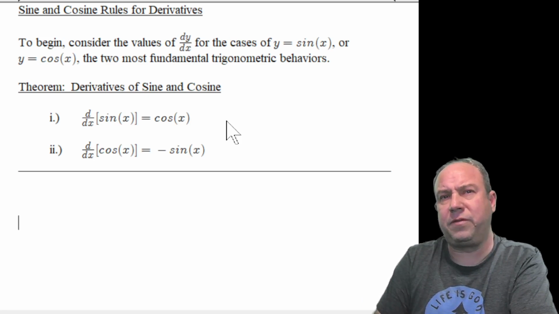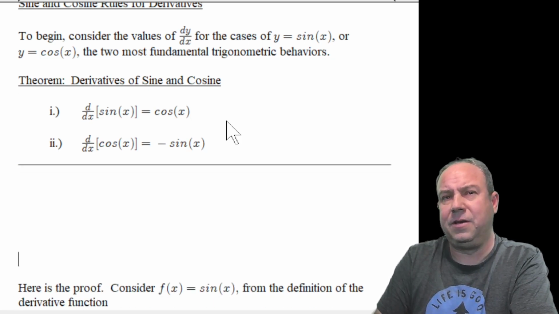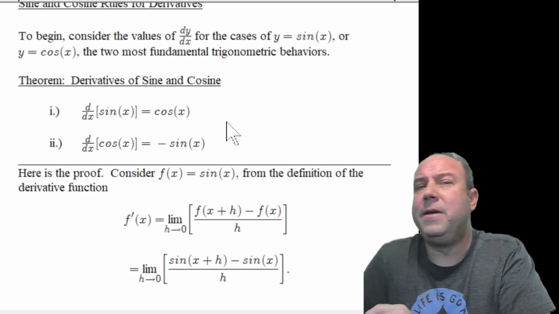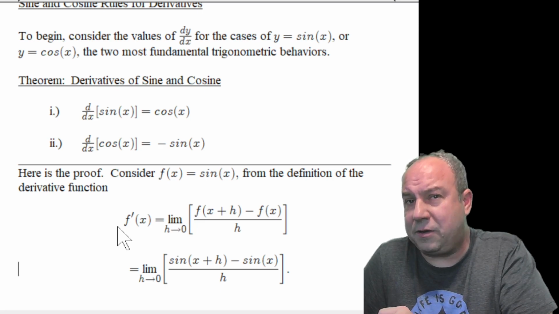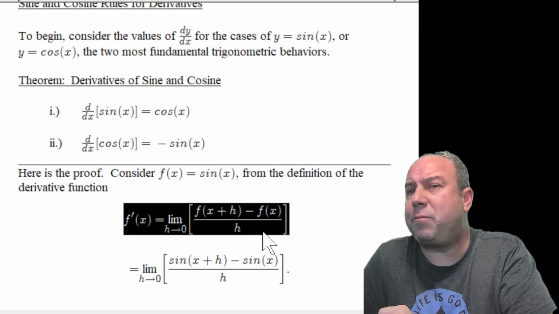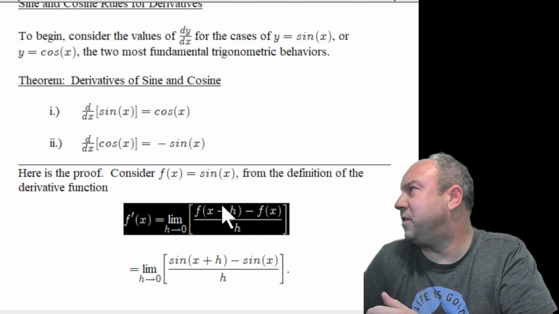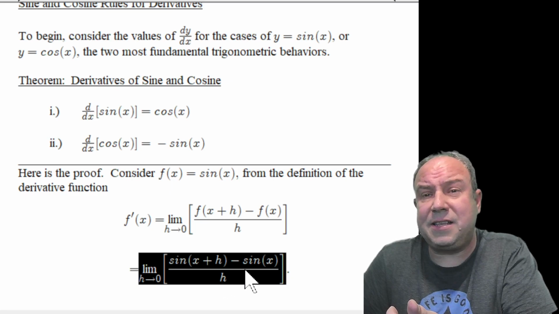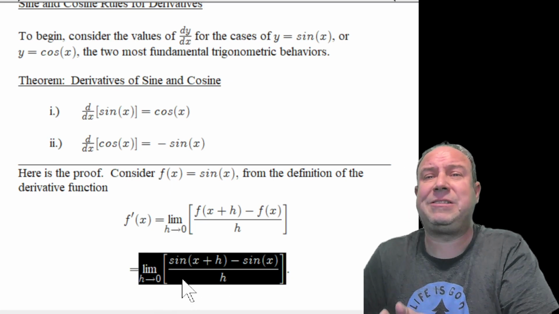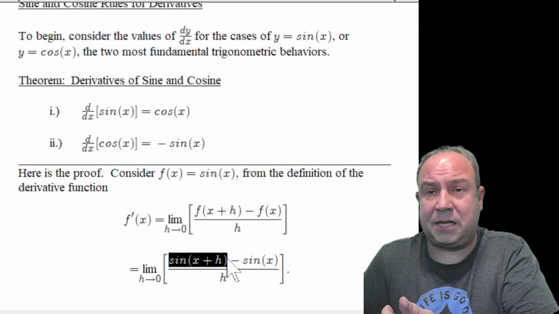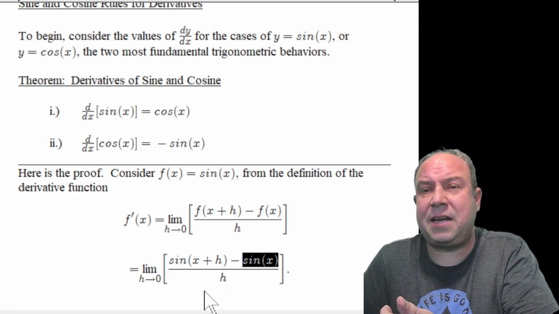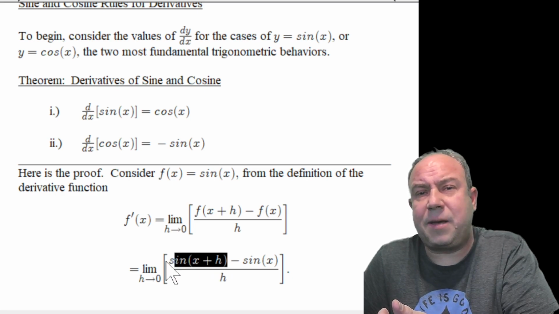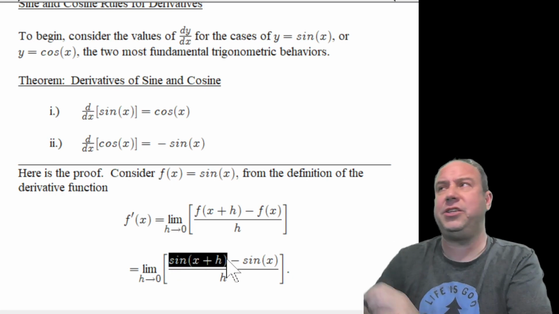We start with the proof of the sine. If we let f of x equal the sine of x, then we know from the definition of a derivative function that f prime of x equals the limit as h heads to 0 of f of x plus h minus f of x, all divided by h. In the case of the sine function, that would produce the limit as h heads to 0 of the sine of x plus h minus the sine of x, all divided by h. Where we can say something about the sine of x plus h.